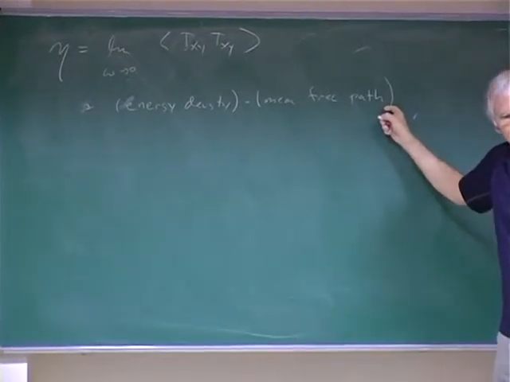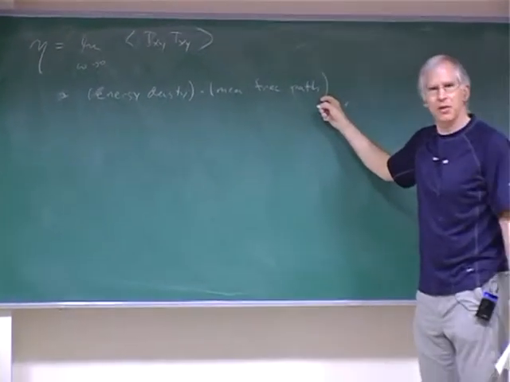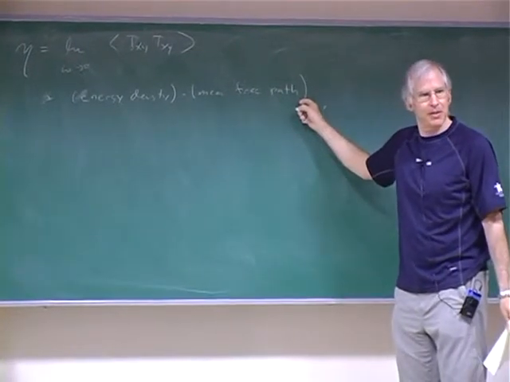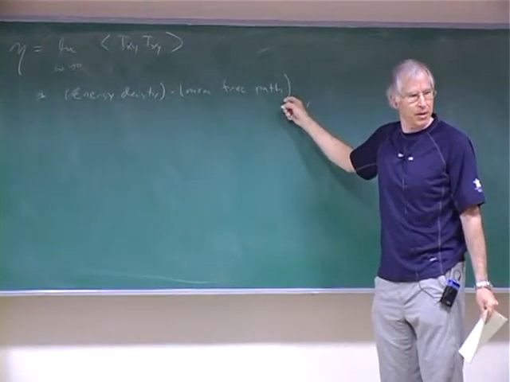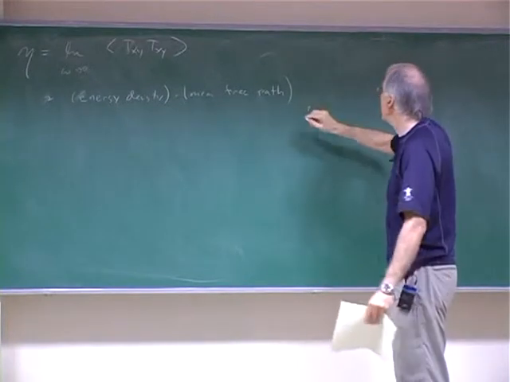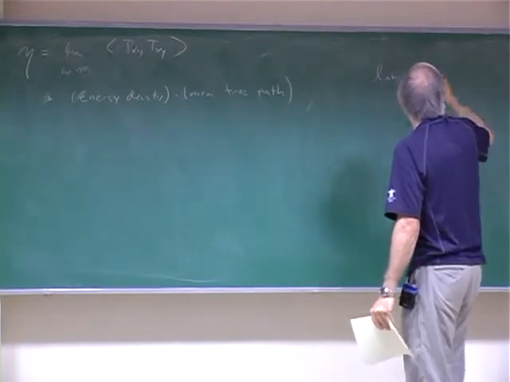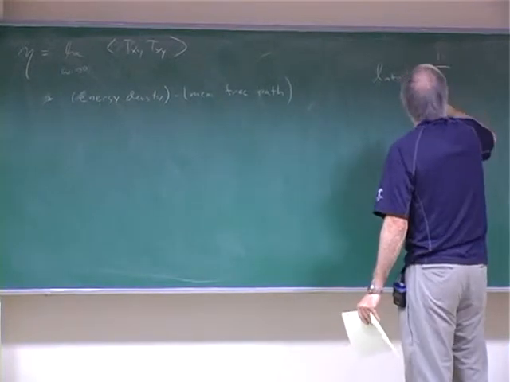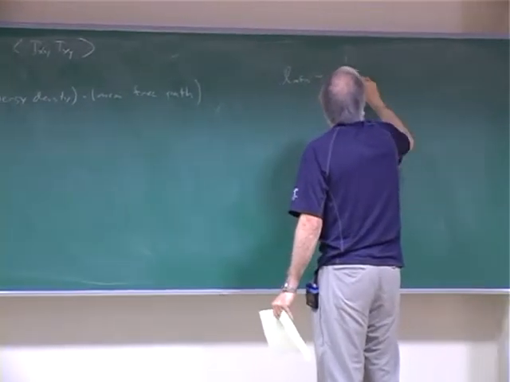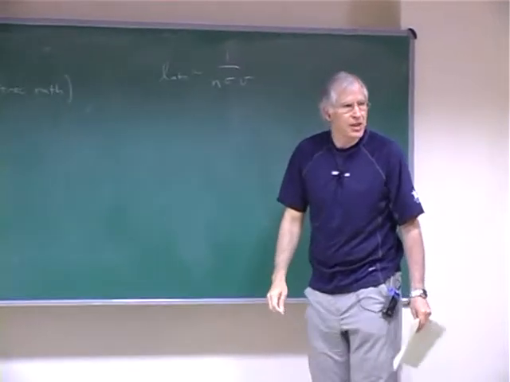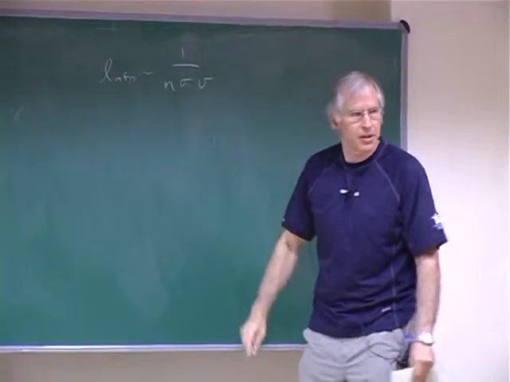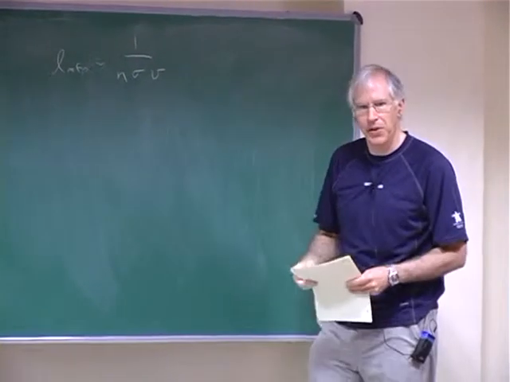But a mean free path inversely depends on scattering rates or scattering cross sections. Right? That mean free path is the inverse of some density of scatterers times a cross section times the velocity, which is 1.